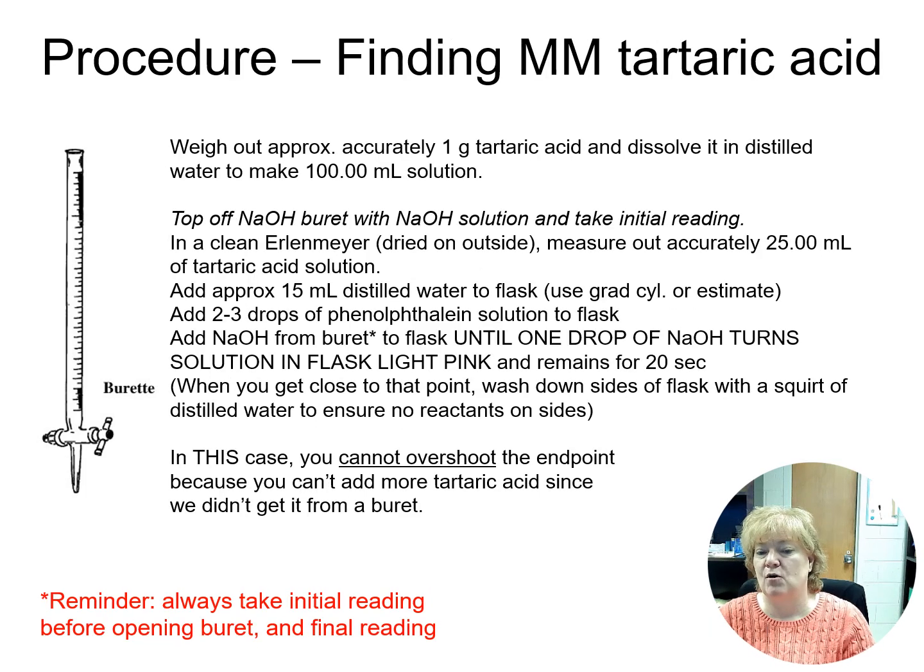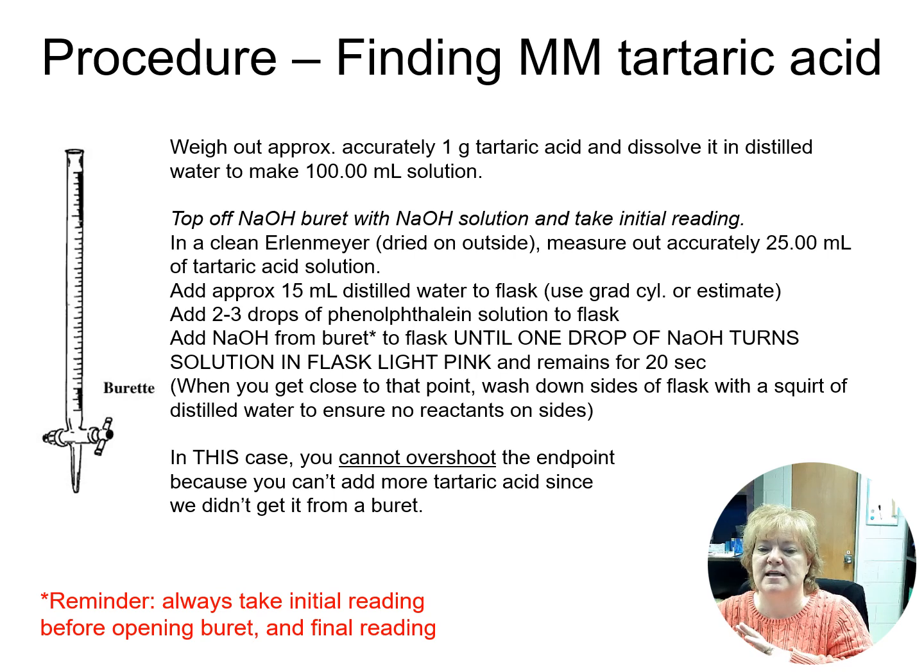Finding the molar mass of tartaric acid. So this is the second titration. It's pretty similar. It's still a titration, but we're going to do a couple things different. Again, remember, first we're going to make that solution. We're going to weigh out approximately, accurately, 1 gram of tartaric acid, and dissolve it in distilled water to make 100 milliliters of solution using a volumetric flask.